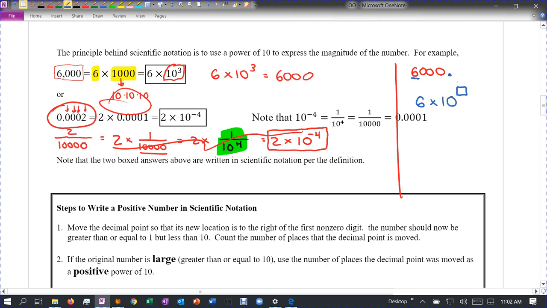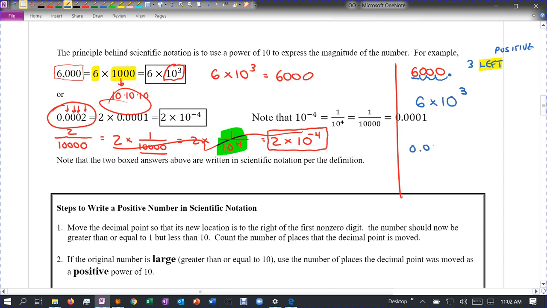And to determine that power, what we're going to do is count how many decimal places we have to move to get the decimal point right behind the 6. So 1, 2, 3. We want to go 3 places to the left. So we go 3 left. And anytime we go left, we want to do a positive number. So left means positive. So that means I'm going to put a positive 3 up here. I'm going to erase the box. Positive 3.